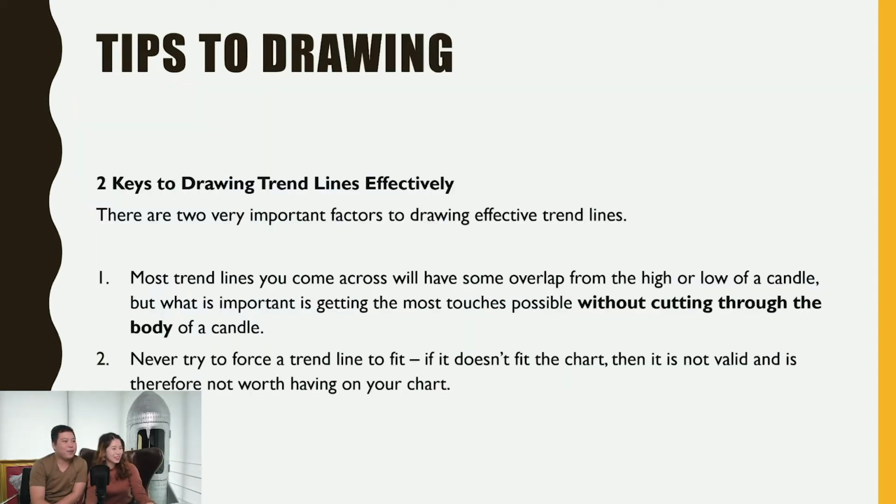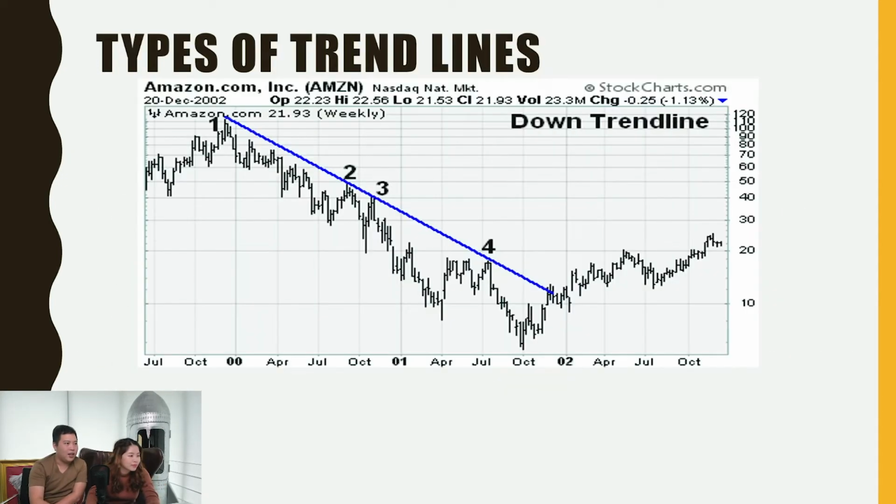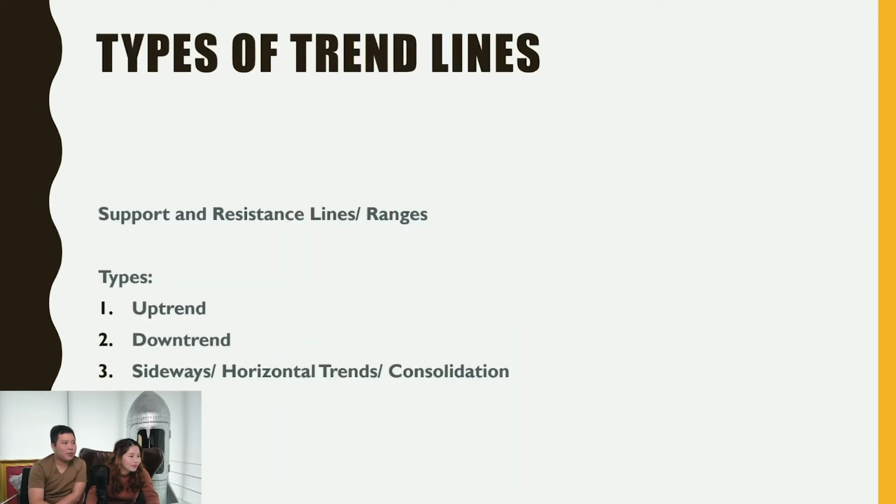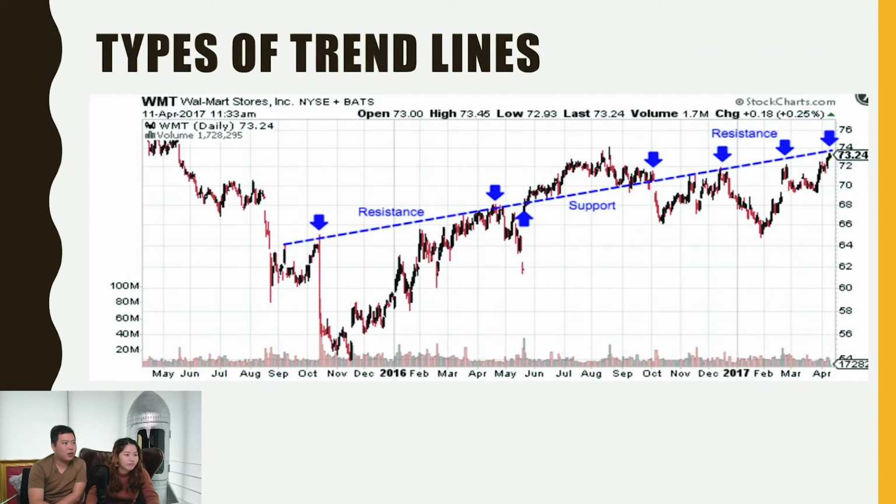Oh, he gave us tips. Okay. Most trend lines you come across will have some overlap. What's important is getting the most touches without cutting through the body of a candle. So just now the first example of trend line was completely rubbish because it cut through everything. But did it cut through the wicks? Let's go back and see. Okay, like 8 slides back, I think. Oh, no. It cuts through everything.